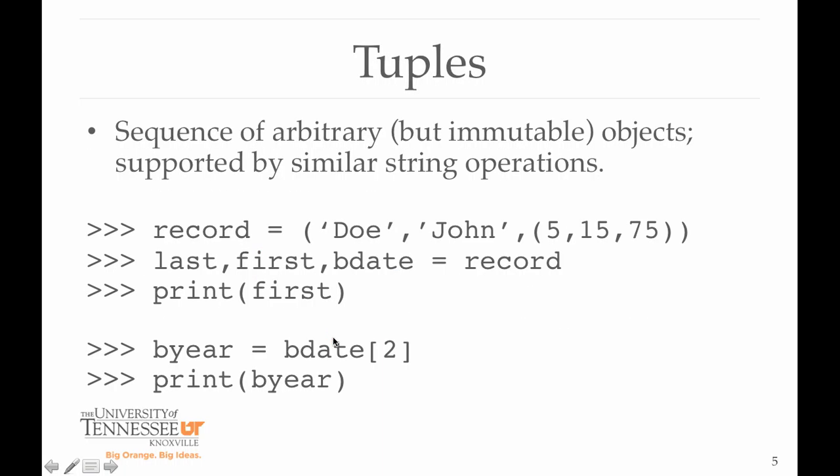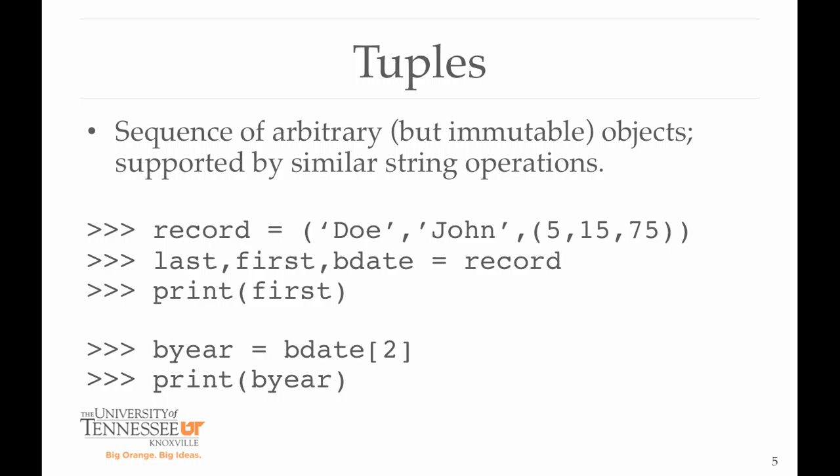So let's move on to another particular data structure. This is the tuple. Similar to strings in some way, but a little bit different. Gives you a little bit more flexibility. This is a sequence of arbitrary objects of various different types, and yet still supported by similar string operations. What's important to realize is the delimiter for tuples are parentheses. So when you see parentheses, you'll be thinking of tuples.